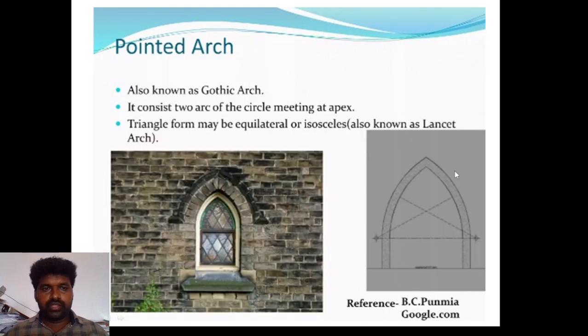This is a pointed arch, also known as a Gothic arch. It consists of two arcs of a circle meeting at an apex. This portion is called the apex. The triangle form may be an equilateral or isosceles triangle. Equilateral triangle means the three sides of the triangle are equal. Isosceles triangle means two sides of the triangle are equal and the other side is different from the other two sides.